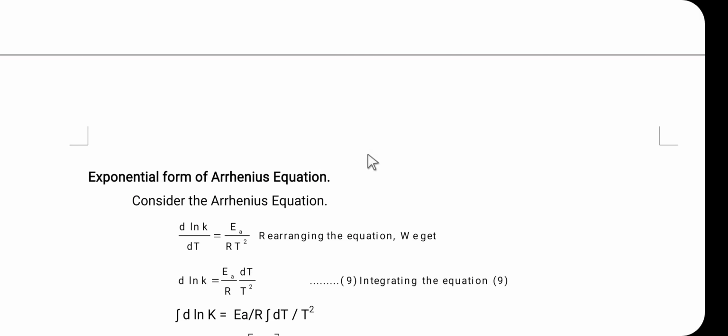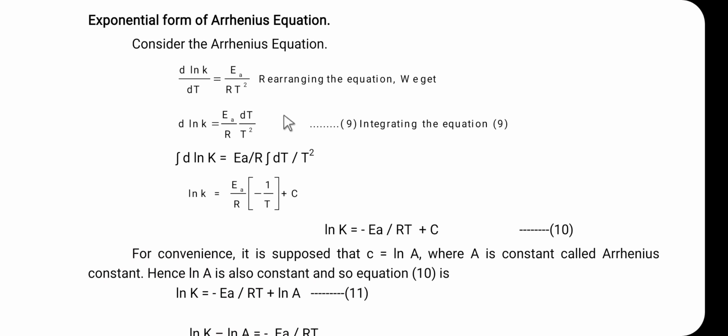Then the exponential form of the Arrhenius equation. Consider the Arrhenius equation, d ln k by dt is equal to EA upon RT square. By considering the Arrhenius equation, we are going to derive the exponential form. So, we have to rearrange this equation. The rearrangement gives d ln k is equal to EA upon R into dt upon t square. This is equation number 9, and here we have to integrate equation 9.